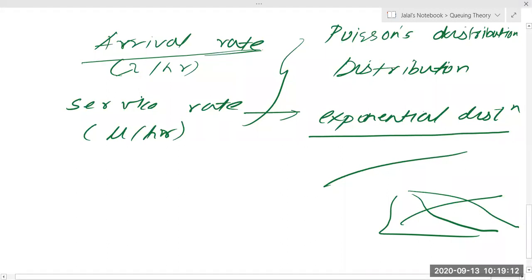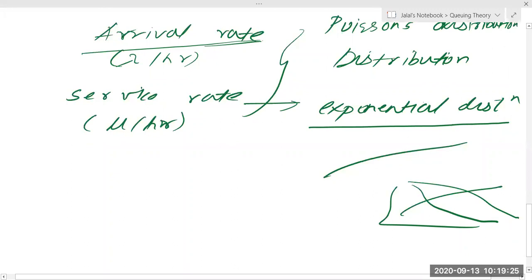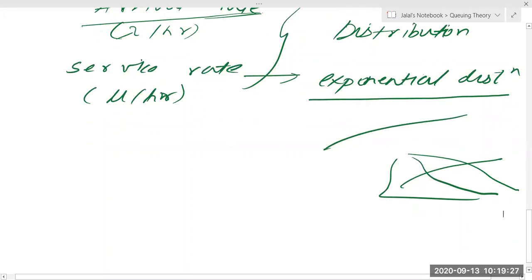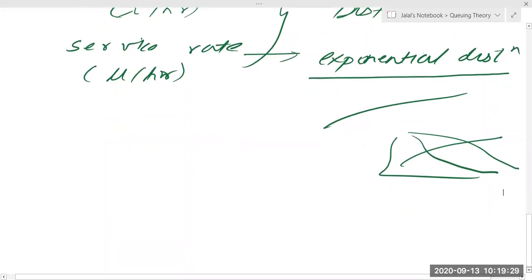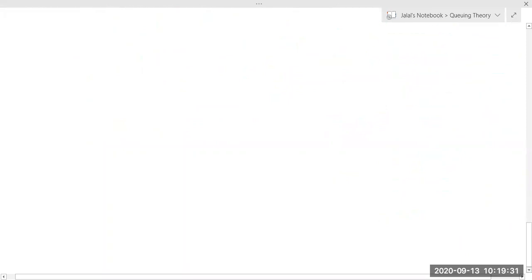I'm not going to go into detail of these things. I'm just going to give you whatever is important so that you can understand. Once you go through the concept and are thorough with things, you will automatically understand what exponential service rate and Poisson's arrival distribution are. That is not an issue.